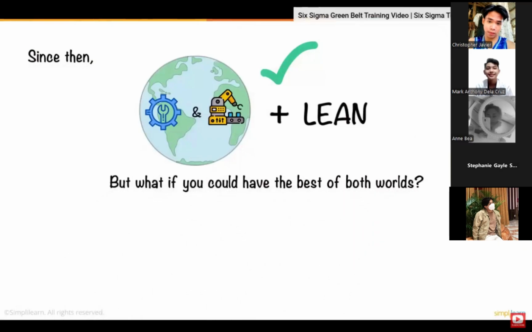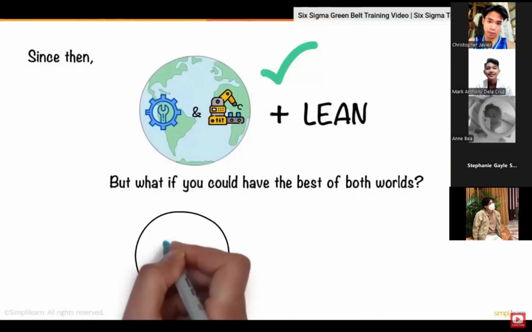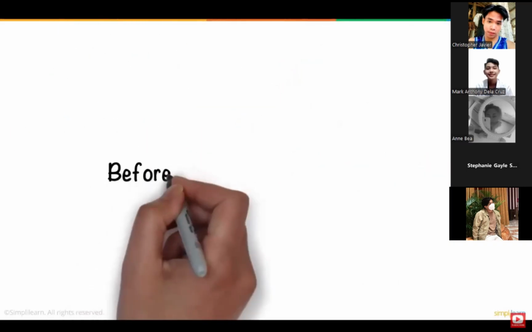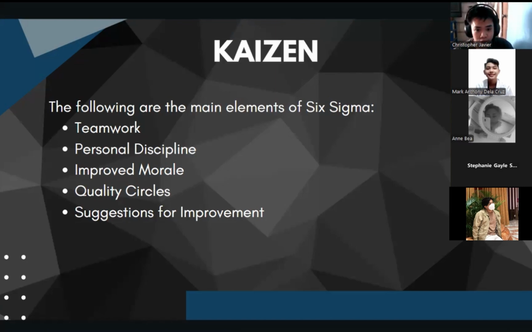But what if you could have the best of both worlds? A combination of both Six Sigma and Lean. That's Lean Six Sigma. So the Six Sigma of the Kaizen, these are the following elements. The first one is teamwork, because if you don't have teamwork, the things that we are going to do will be less efficient or more hassle. Next is personal discipline, improved morale, quality circles, and suggestions for improvements. Next slide.